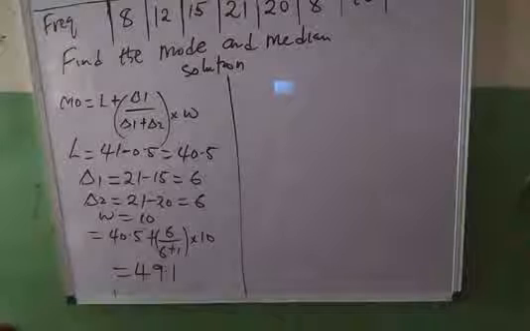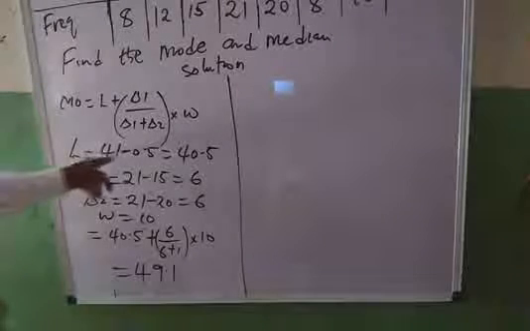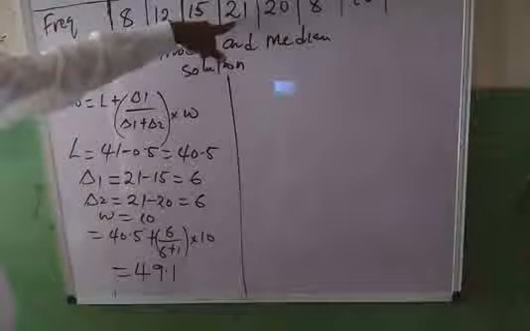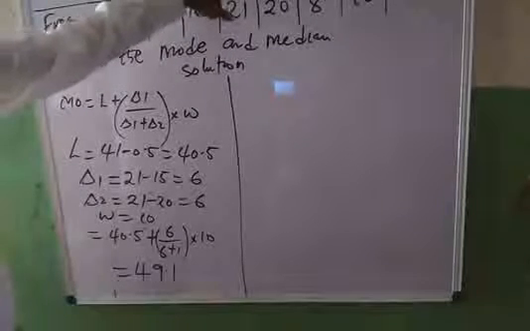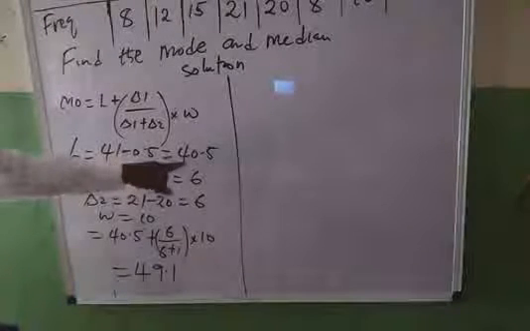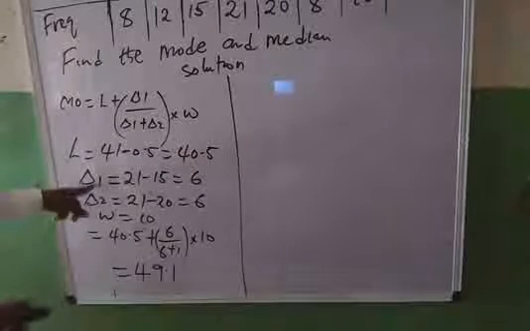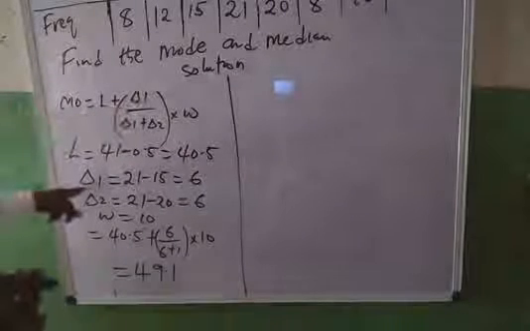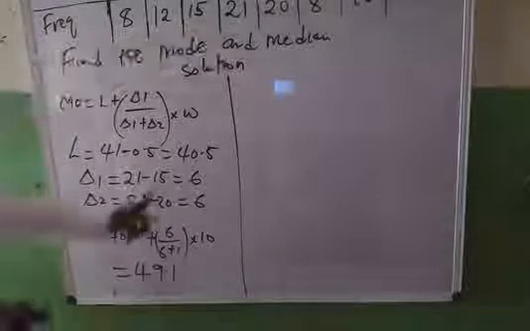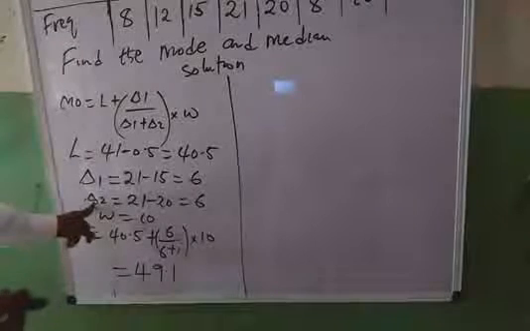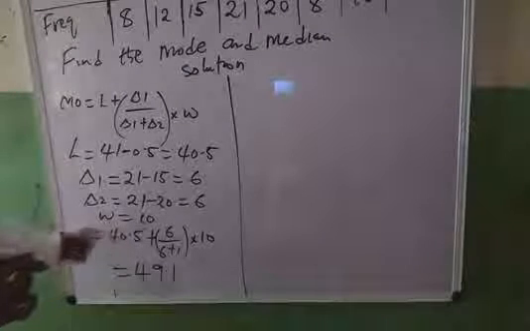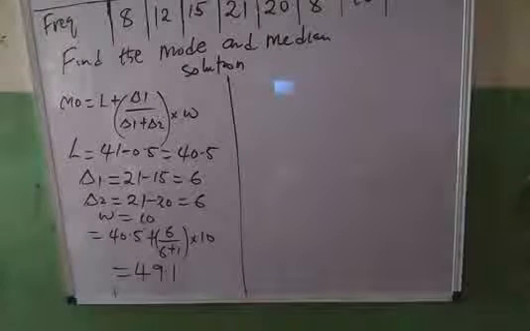So you simplify that very well, you have our final answer will be 49.1. Let me just explain some few points here. First of all, the lower class boundary of the modal class: the modal class is the class with the highest frequency. The lower class is 41, and to get the class boundary, you subtract 0.5. That will be 40.5. Then your delta 1 is the modal frequency minus the frequency of the class before it. The same thing goes for delta 2, the modal frequency minus the frequency of the class after it. And if you substitute everything into the formula, you get this.